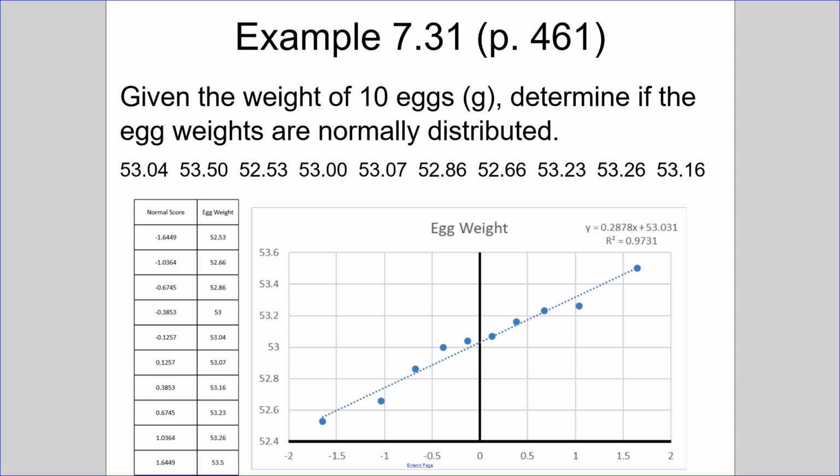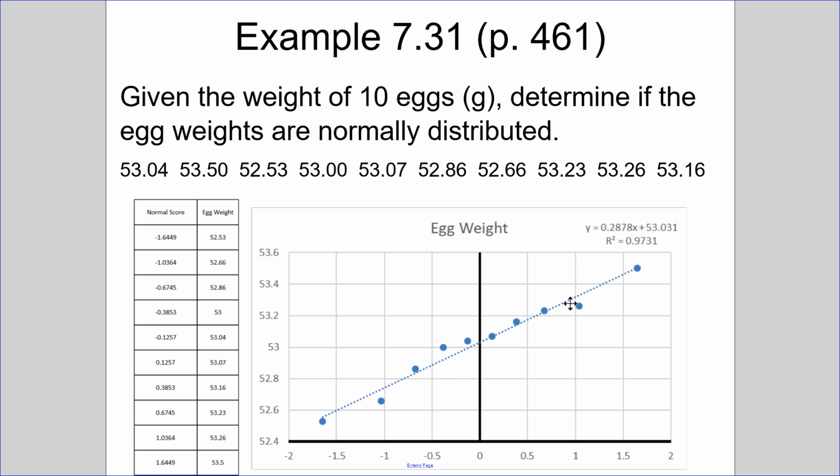Given the weight of 10 eggs, call that G, determine if the weights are normally distributed. So here we have our 10 values right here, and we're going to graph those against the normal scores that we saw on that previous slide. When we graph those, we see that they look relatively normal.